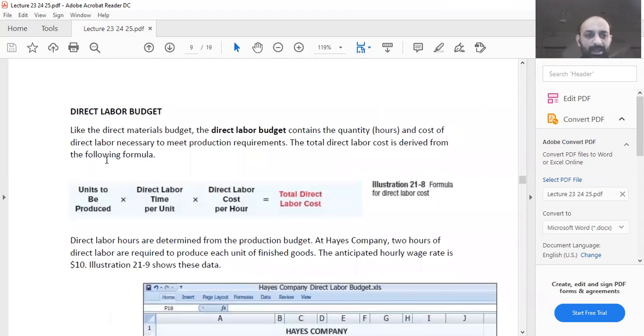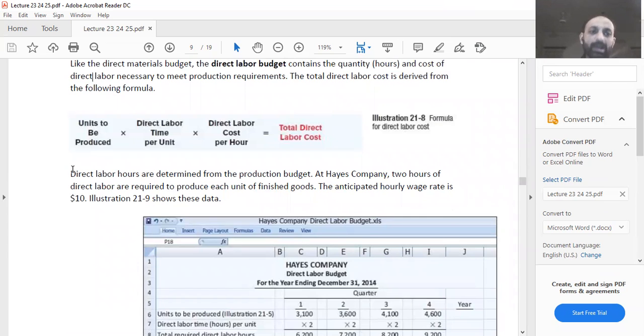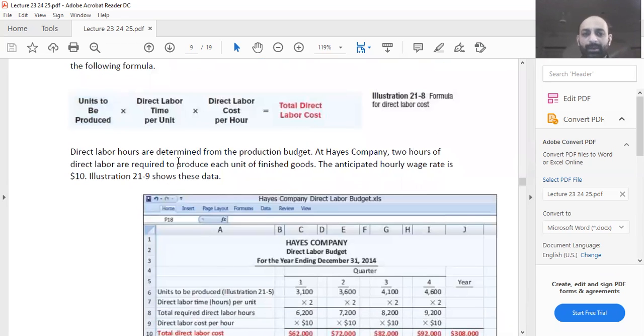Direct labor budget. Like the direct materials budget, the direct labor budget contains the quantity, hours, and cost of direct labor necessary to meet production requirements. The total direct labor is derived from the following formula: units to be produced times direct labor time per unit times direct labor cost per hour. This is the cost, this is the total number of hours needed, and this is the total number of units to be produced. So you get the total direct labor cost.